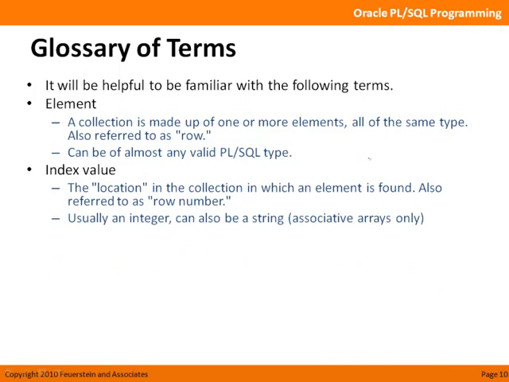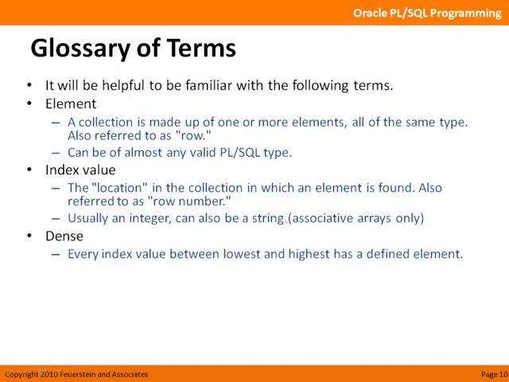Index value is the location in the collection in which an element is found. And I'll also refer to this as the row number. So rows and row numbers, elements, and their index values. Usually, an index value is an integer, but it can also be a string when you're working with associative arrays. A really fantastic feature.